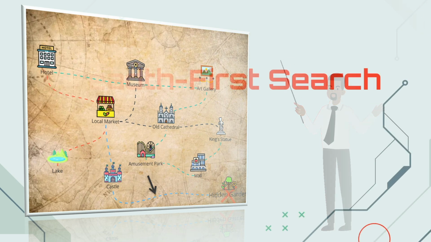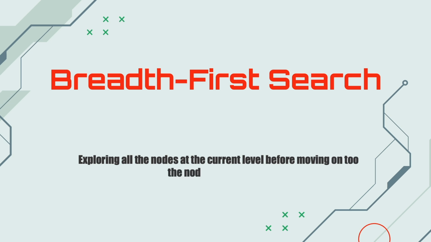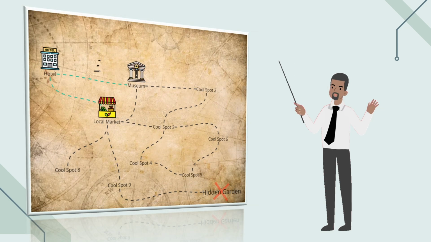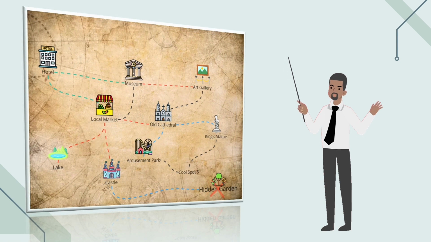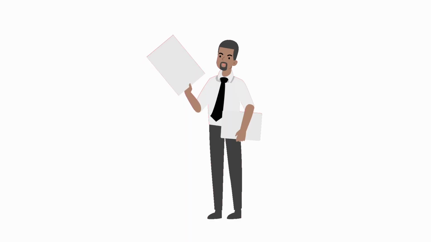Now let's compare how BFS would work in this example. BFS works by exploring all the nodes at the current level before moving on to the nodes at the next level. So BFS would focus on exploring all nearby points of interest before going deeper into the city. You'll start at your hotel, just like with DFS, but instead of picking a single road and going down it, you'll explore all the nearby tourist spots within a short walking distance from your hotel, like the museum and the local market. Then you'll move on to the next level, where you'll explore the art gallery, old cathedral, castle, and lake, and then to the next level, where you explore the King's Statue, amusement park, and finally, you'll find the hidden garden. So as you see, you systematically explore deeper into the city, checking every nearby spot first.